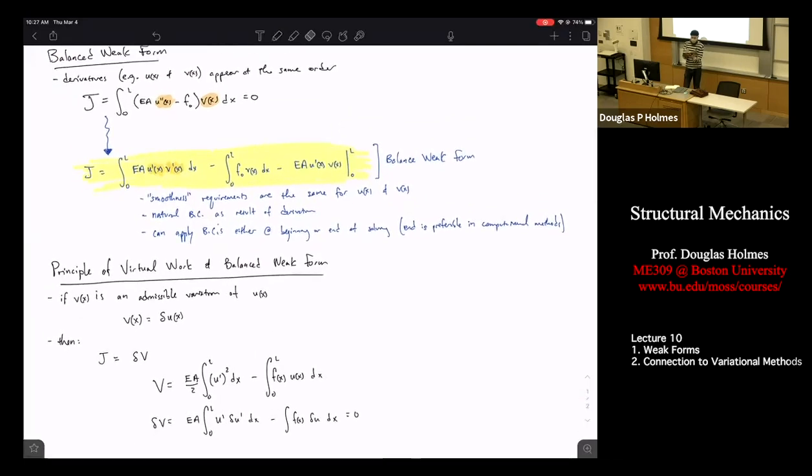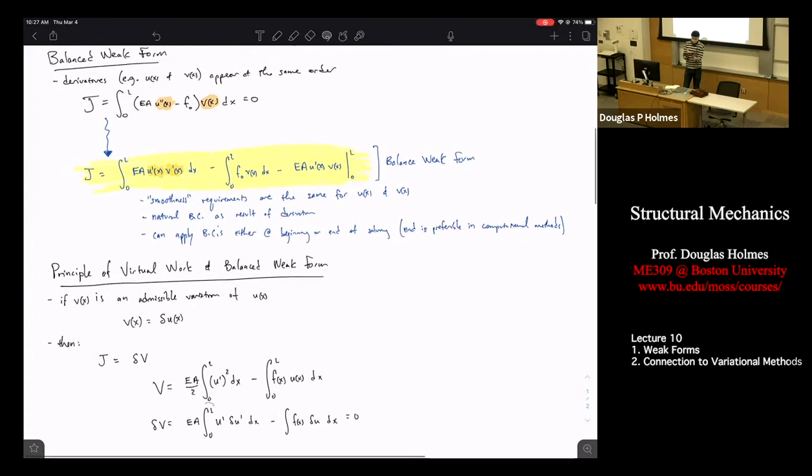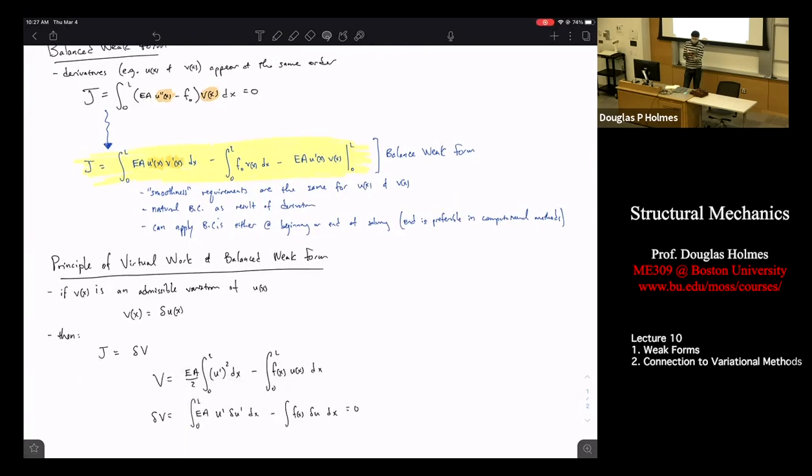Let me just move this thing. I'm going to tuck it inside the integral. Even though we don't need to. It's constant.